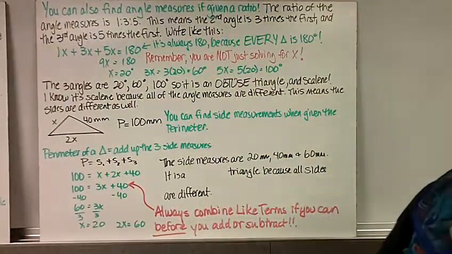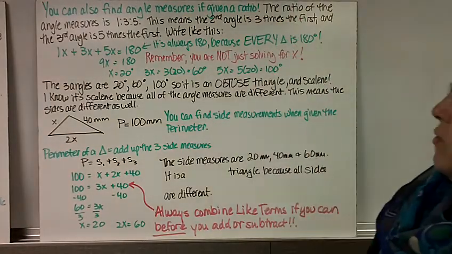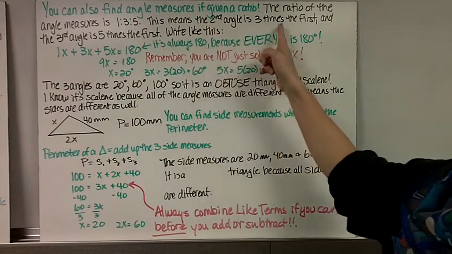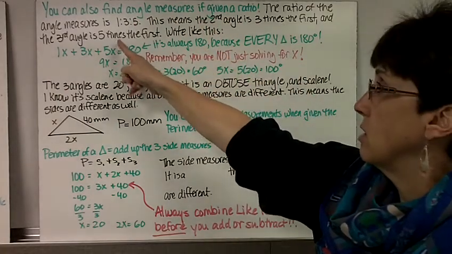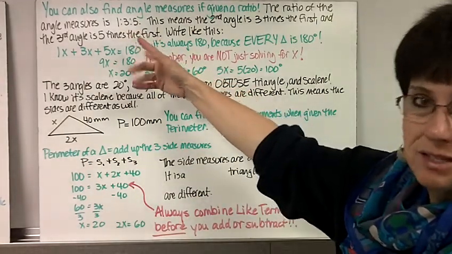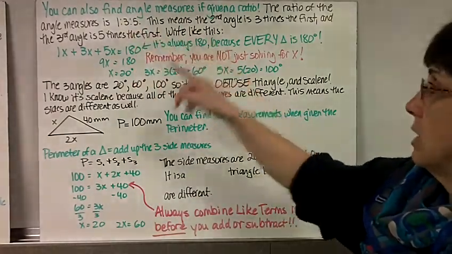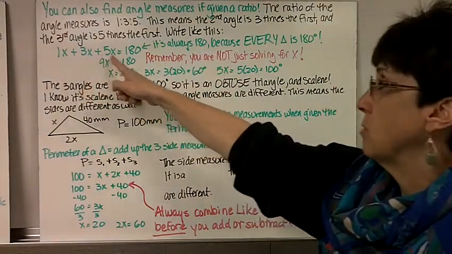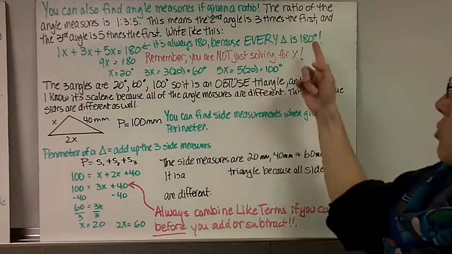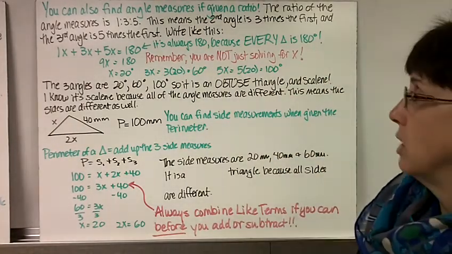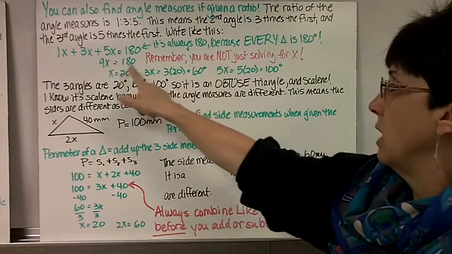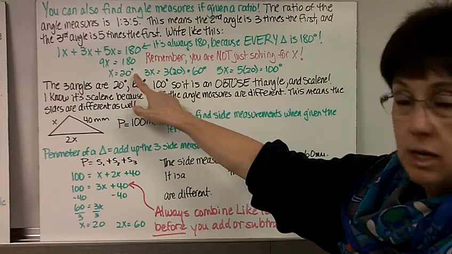You can also find angle measurements if I give you a ratio. So if I say the ratio of the angle measures is 1:3:5, that means the second angle is 3 times the first, and the third angle is 5 times the first. All they did was leave off the x's. So you would write it like this: 1x plus 3x plus 5x is 180. And it's always 180 because every triangle's inside angle measures add to 180. So combine like terms, and we get 9x equals 180, divide by 9, x equals 20.